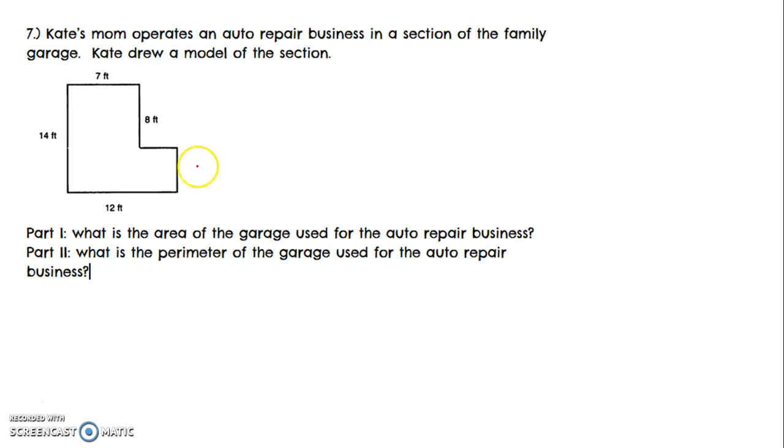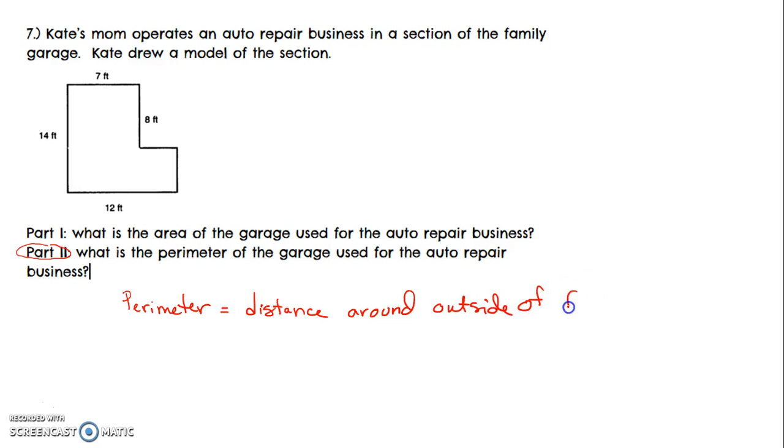Okay, so first of all, I actually think I'm going to start with part B. I'm going to find the perimeter first. Perimeter is just the distance around the outside of the figure. And the way we find perimeter is we just add up all the sides on a figure. So the perimeter is fairly straightforward, and that's why I'm starting with that part.